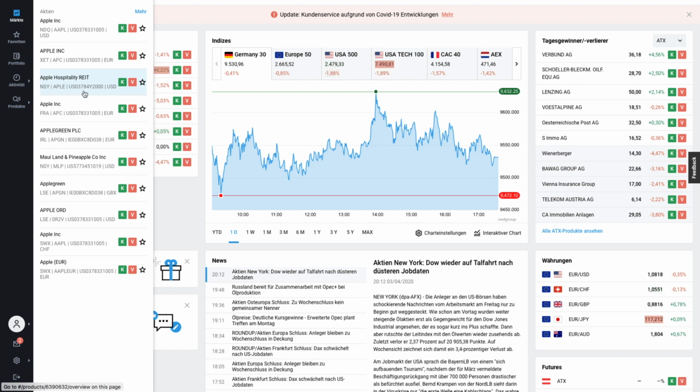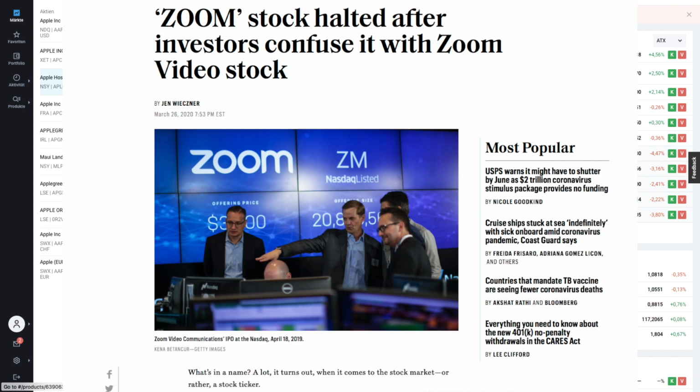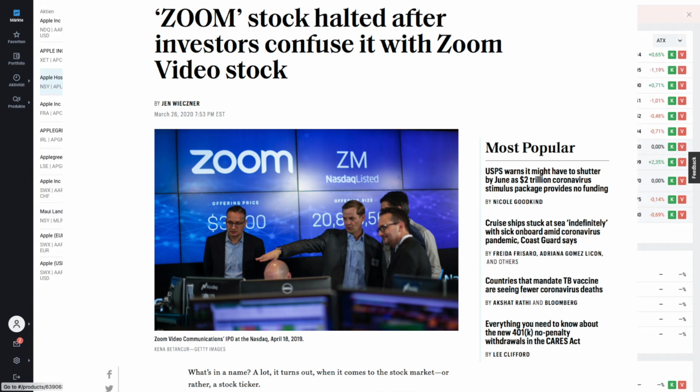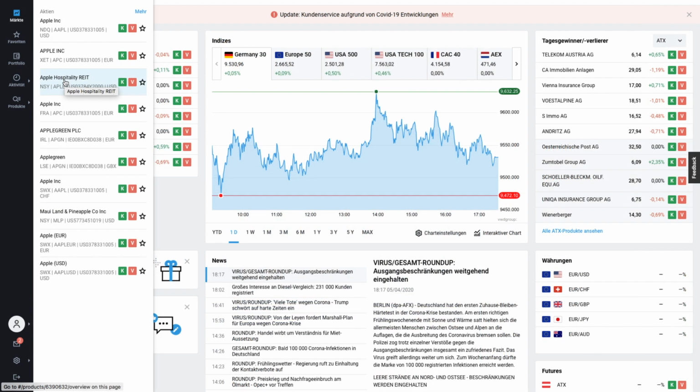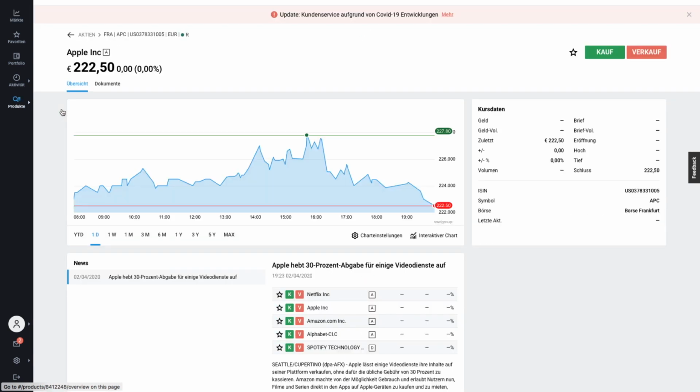There were actually cases, and even recently, with the hype for Zoom, the company producing the video conferencing software, where investors were actually buying the wrong stock. In order to avoid such situations, I recommend looking at the ISIN code. And if you get the ISIN right, then you can be sure that you are buying the right thing. Alright, so let's select the Apple share traded on the Frankfurt Stock Exchange right here. And once we click on it, we can see the price evolution, the current price.